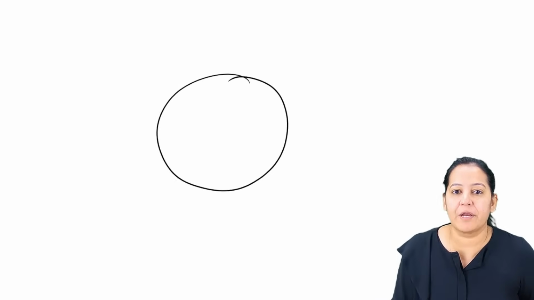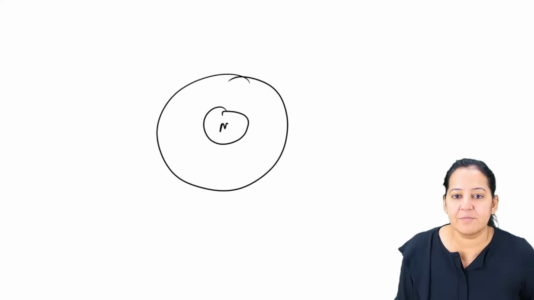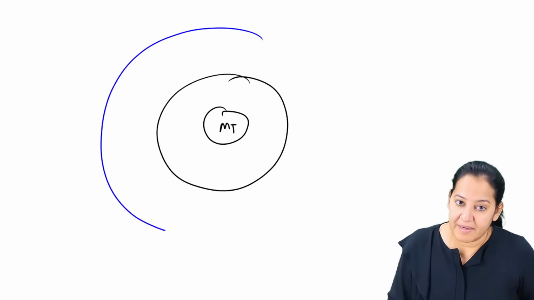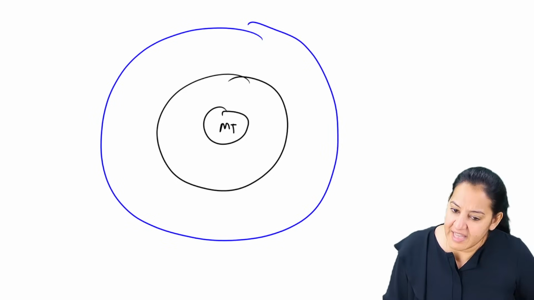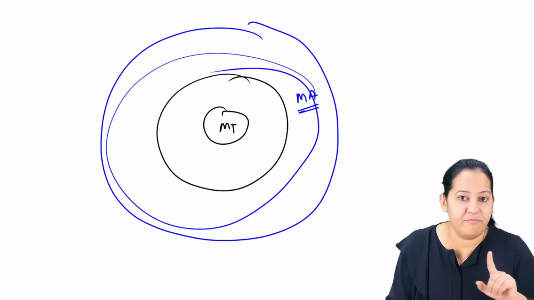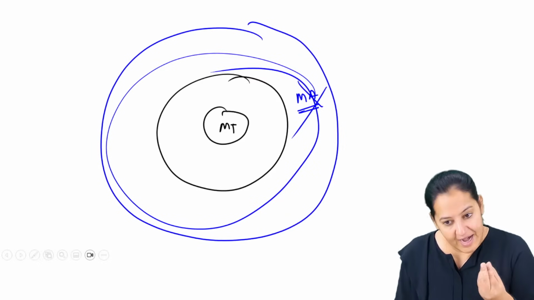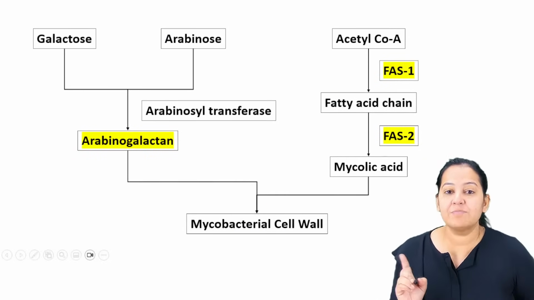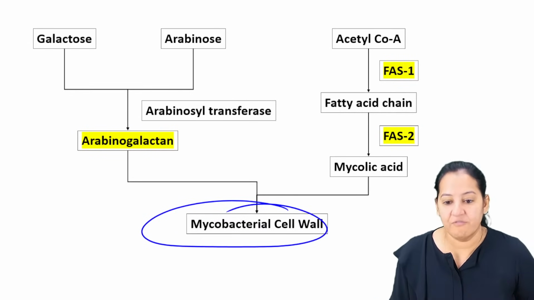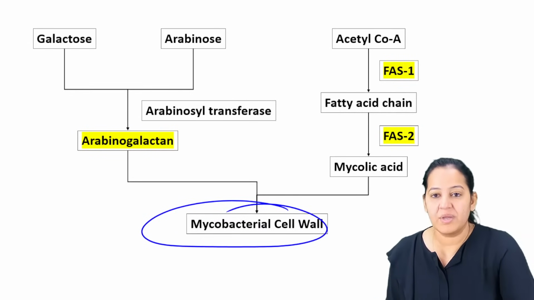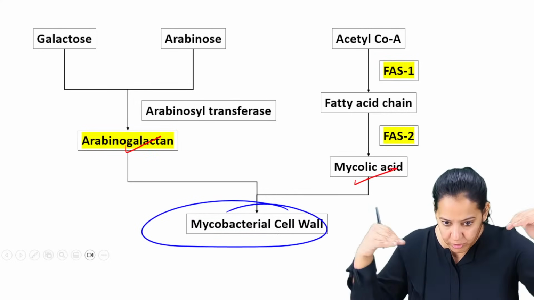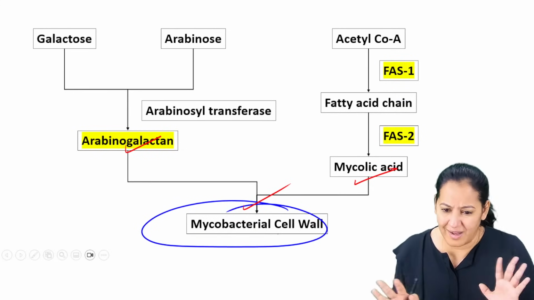This is Mycobacterium tuberculosis. This is the nucleus. It is having a cell wall. All bacteria have a cell wall. But inside the cell wall, it is having something unique which is known as mycolic acid. Mycolic acid is required for the cell wall. If mycolic acid is not there, the cell wall will not be there and the bacteria will burst and die. So how is the mycolic acid or cell wall synthesized? Mycolic acid and arabinogalactan combine together and form the cell wall. Don't learn that, just understand.